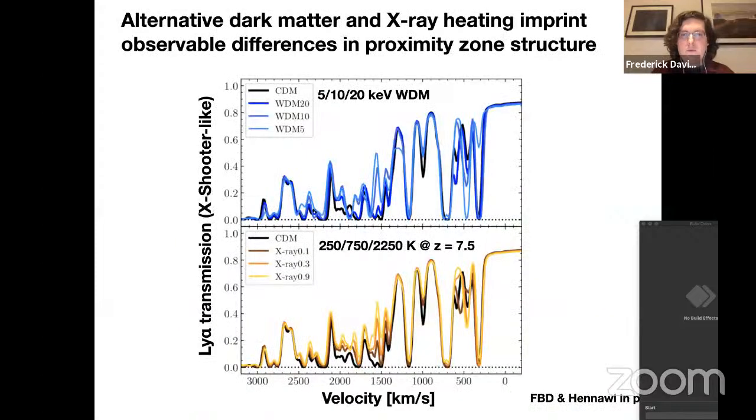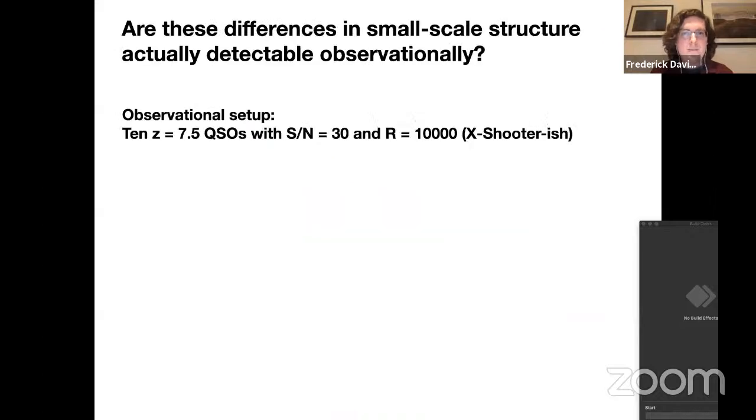Now, what we get: we run a few boxes exploring these different scenarios, so warm dark matter and X-ray heating. Here I'm just showing one skewer through all these simulations. You can see that there are variations between the cold dark matter case and these different warm dark matter and X-ray heated models. And moving on because I'm running out of time.